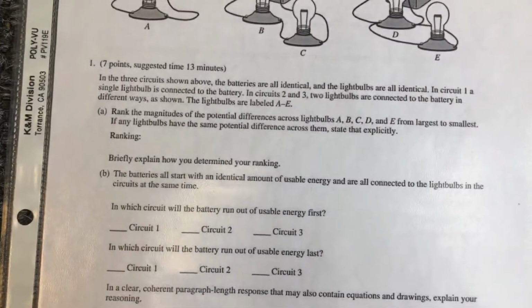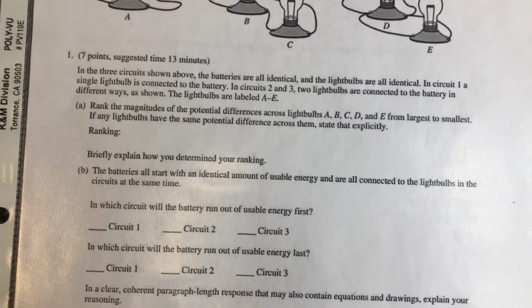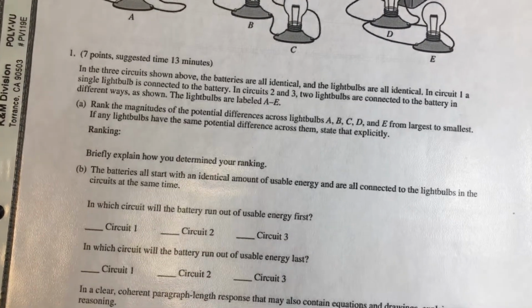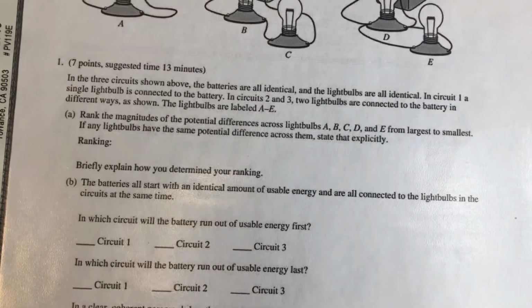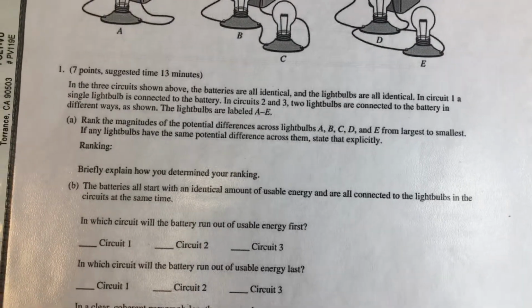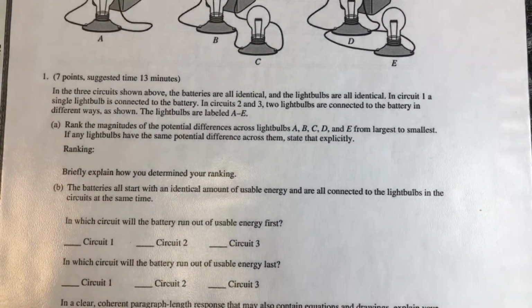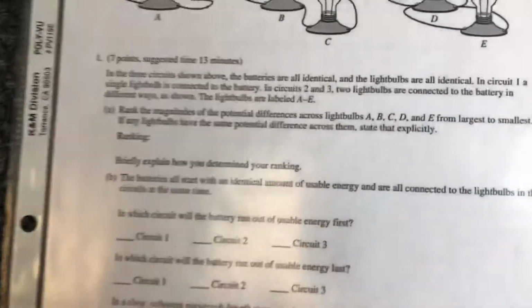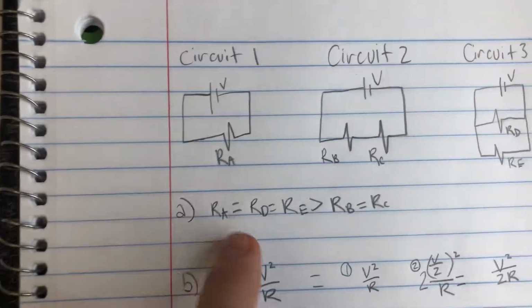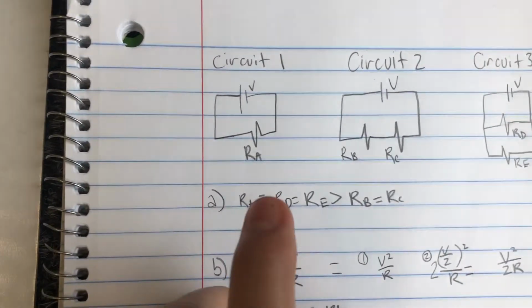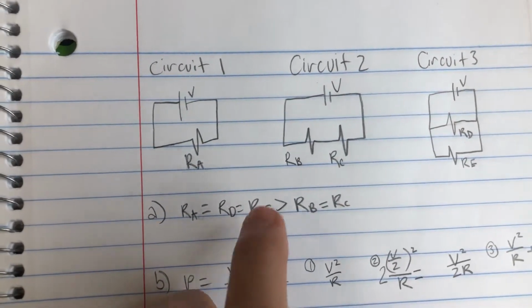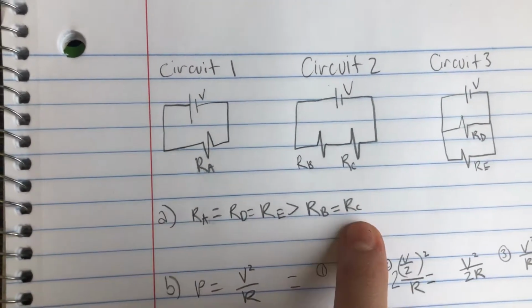So A asks us to rank the magnitudes of the potential differences across light bulbs A, B, C, D, and E from largest to smallest. And if any light bulbs have the same potential difference, then we're supposed to state that explicitly. My ranking here is RA is equal to RD, which is equal to RE, which is greater than RB, which is equal to RC.